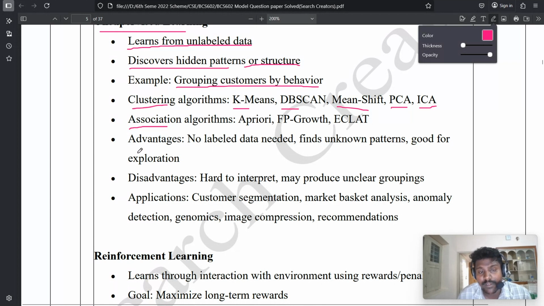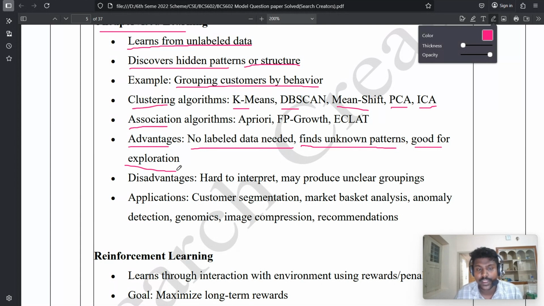Next, the advantages of unsupervised learning. No labeled data is needed, which is the main advantage. The second advantage is it finds unknown patterns, meaning you need not know everything. Finding unknown patterns is good for exploration. This is all the main advantage.